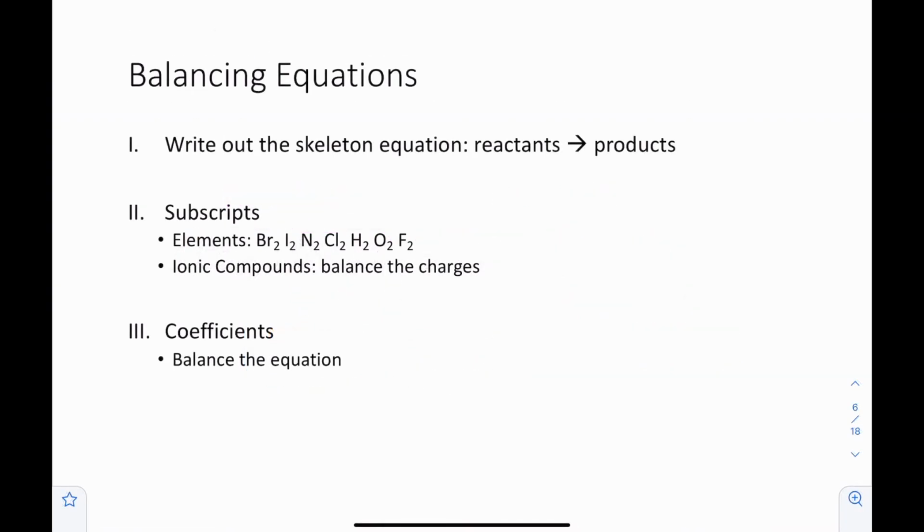There are 3 steps to balancing equations. Step 1, write out the equation. Step 2, add subscripts. And step 3, add coefficients. We're going to start with the last step because it's the easiest. So we're going to start with the equations already written out with the subscripts in them, and we're just going to balance the equation by adding coefficients.